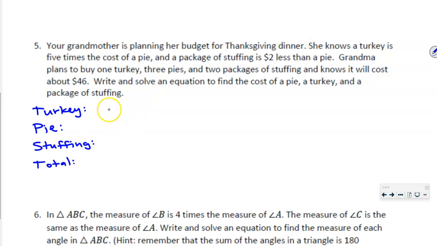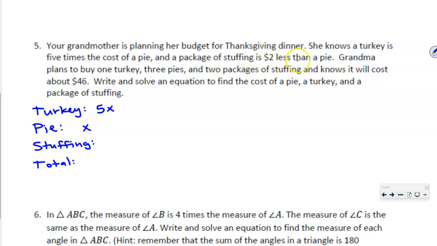When I'm trying to decide where to use my variable, I read and I see that turkey is being compared to the cost of a pie, and stuffing is being compared to the cost of a pie. Since both turkey and stuffing are being compared to the cost of a pie, I'm going to use x to represent the cost of a pie. A turkey is 5 times the cost of a pie, so that will be x times 5, or 5x.